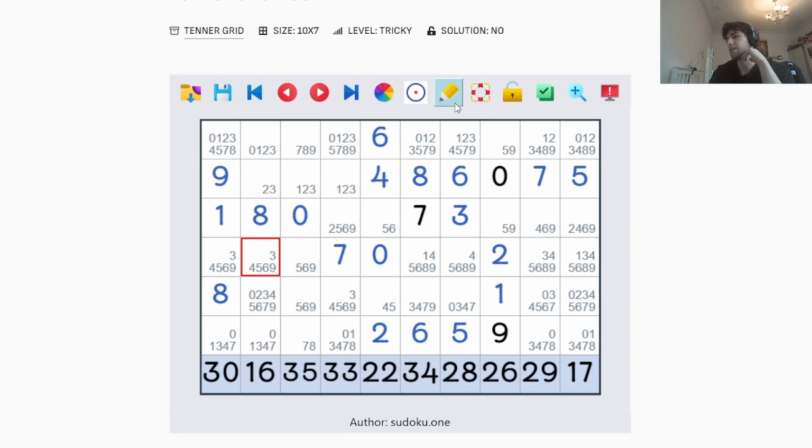And then essentially the same idea is true down here. This cell obviously can't be a 9, because we already have an 8, so we need to make 8 with the remaining cells, so it can't be 9.